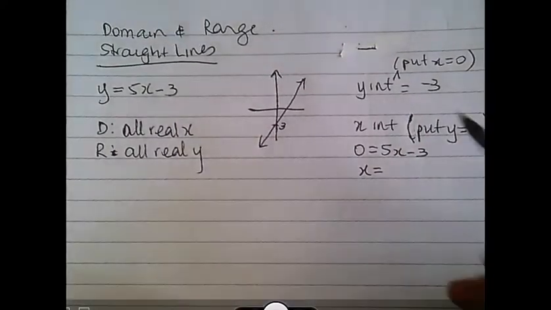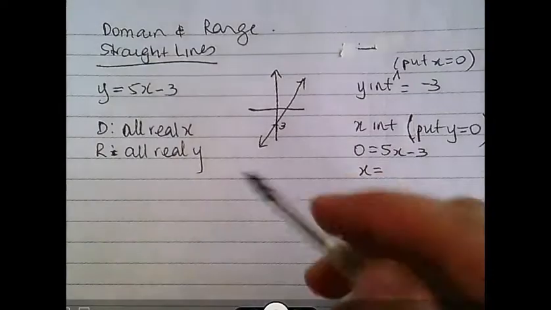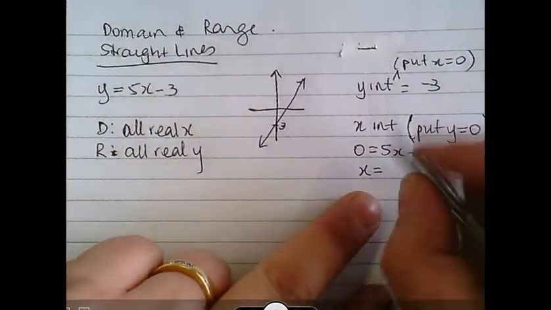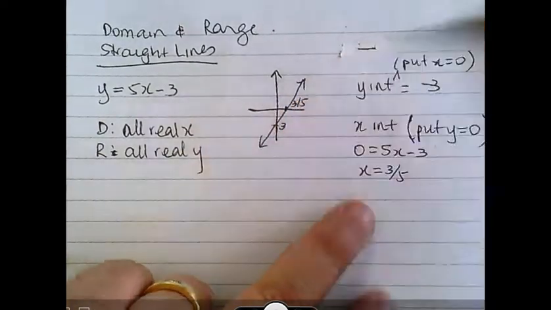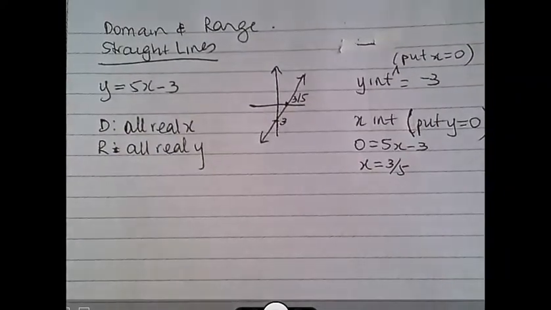So for the y-intercept, put x is 0. The y-intercept is -3. For the x-intercept, put y is 0, and you get 3/5. I know it's not to scale, but that's a quick sketch of my line. I'm just going to do one more straight line.